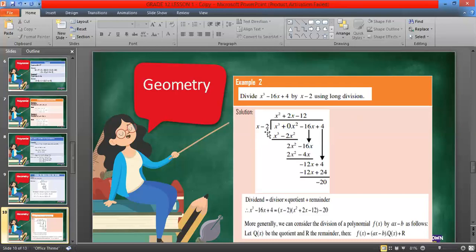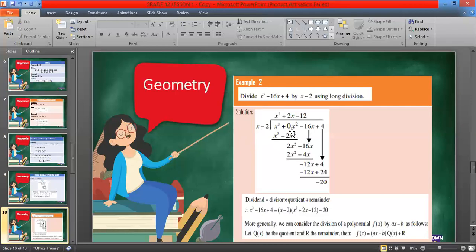Again, we start all over from the first term, x cubed. x cubed divided by x gives us x squared. Use the x squared to multiply these two terms and arrange them under here. x squared times x gives x cubed, and x squared times minus 2 gives minus 2x squared.